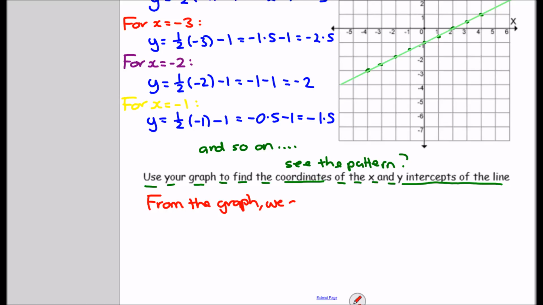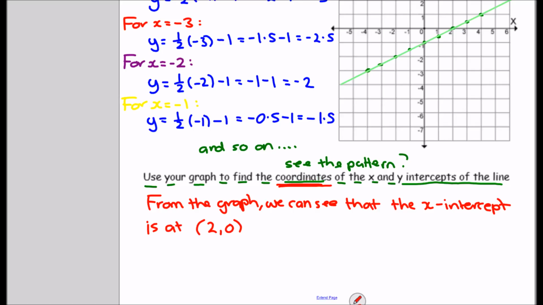So from the graph, we can see that the X-intercept is at, what's the coordinates of the X-intercept? Looking at the graph. So coordinates, reminding you, has to be brackets 2, 0. And the Y-intercept, what are the coordinates of that Y-intercept? Is at, have a think, brackets 0, negative 1, correct. There you go, so you've answered it all.